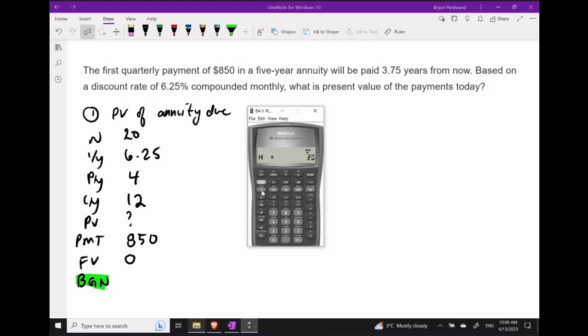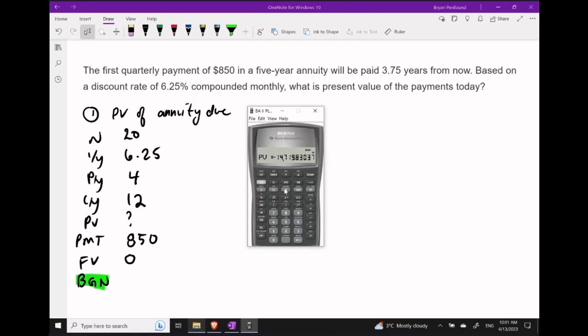We'll take 20 for N, 6.25 will be our interest rate, and going into our submenu here, we have 4 already programmed in for PY. I just need to update CY to 12. I'm taking 850 positive as the payment size, assuming that the payments are coming to us, and 0 as the future value. So let's compute the principal amount.